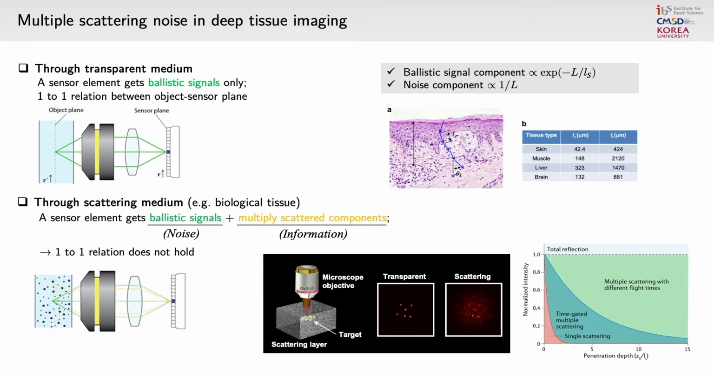In general, the intensity of multiple scattering components is inversely proportional to the depth of the sample, but the intensity of the ballistic component exponentially decreases as the scattering mean free path of a sample increases. The scattering mean free path, LS, is an optical property. Usually, biological tissues have a few hundreds of micrometers of LS.